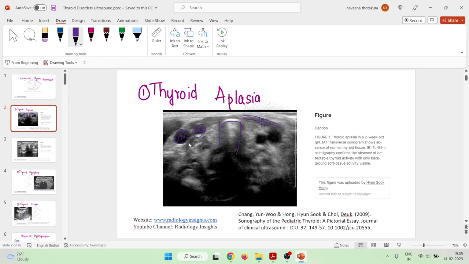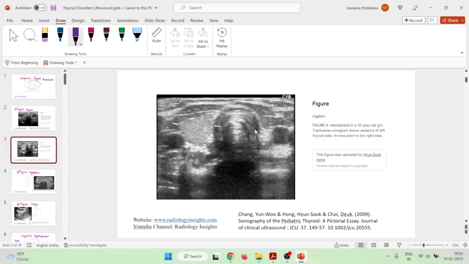This is the jugular vein. But the thyroid gland, which should be present here, is absent. So this is the case where the thyroid gland is not formed. That is, both the lobes of thyroid gland are not formed here, which is called thyroid aplasia. Then we have thyroid hemiplasia.